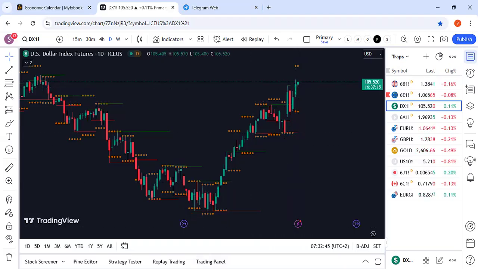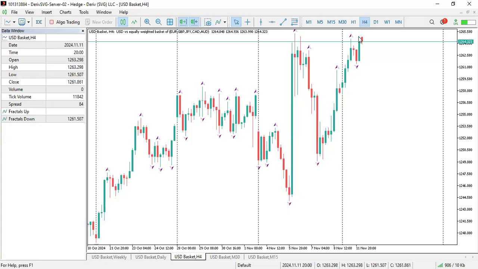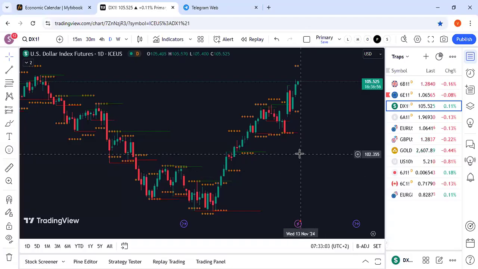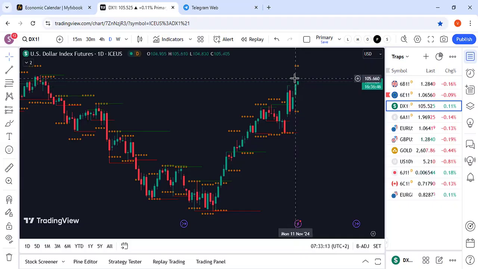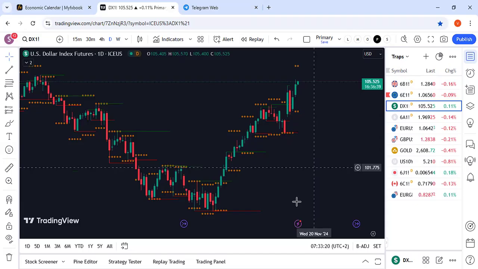So how are we going to be looking to play this, right? So we've seen this fractal high form here, and now price has taken it out. However, if we go to the USD futures, price is yet to take out previous day's high. So we are still going to be waiting for price to come take out this previous day's high, that is Monday's high.